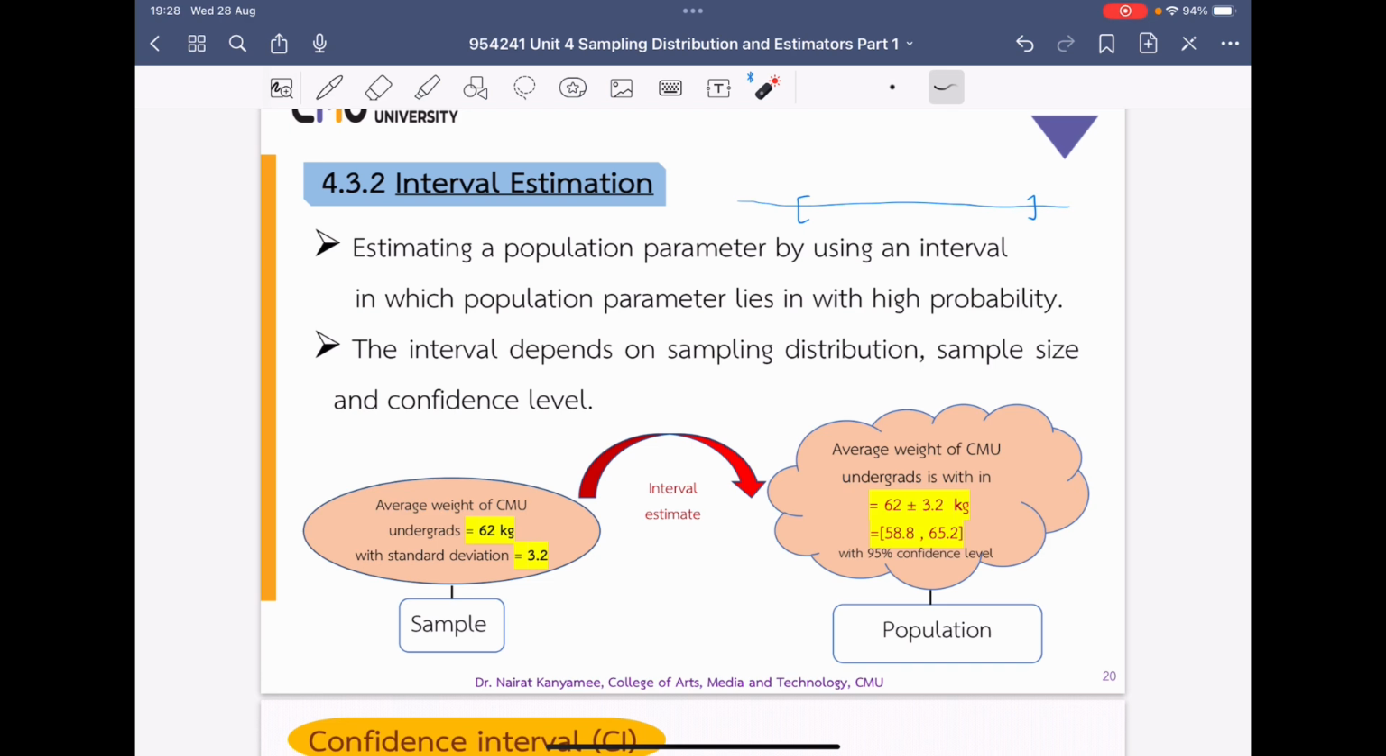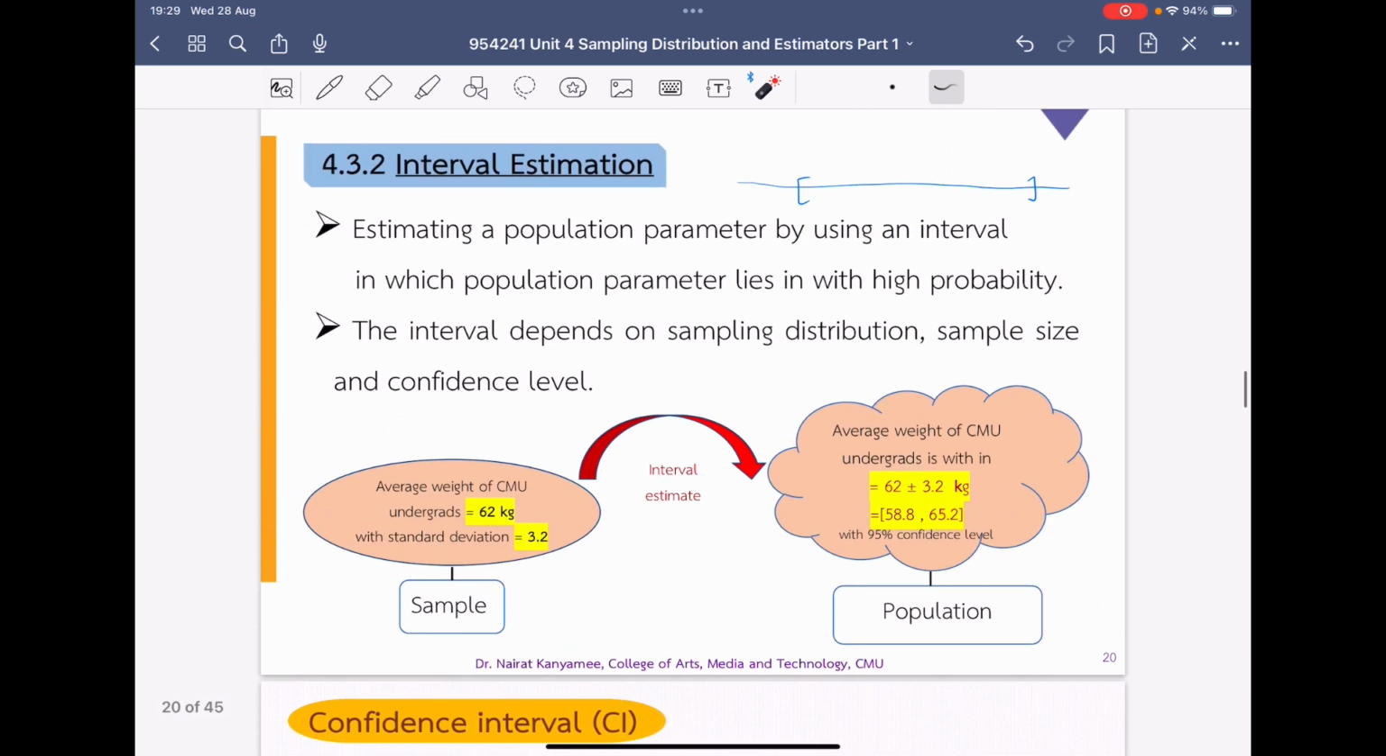So we can say that the average weight of CMU undergrads, the whole population, must lie in this interval, must be between 58.8 and 65.2 with 95% confidence level. It must come with the level of confidence for interval estimation. So instead of giving just a point, like point estimation, here we give an interval.